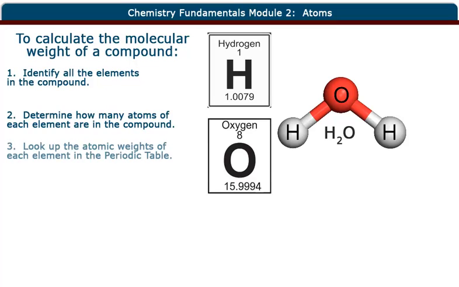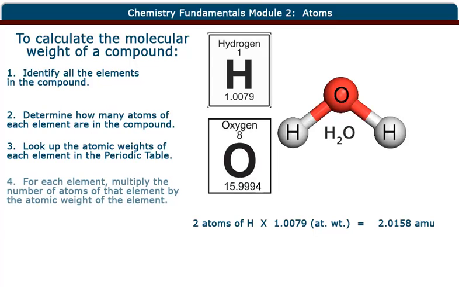Now, look up the atomic weights of each element in the periodic table. It's important that you use the entire number given. Do not round. For hydrogen, the atomic weight is 1.0079. For oxygen, it's 15.9994.